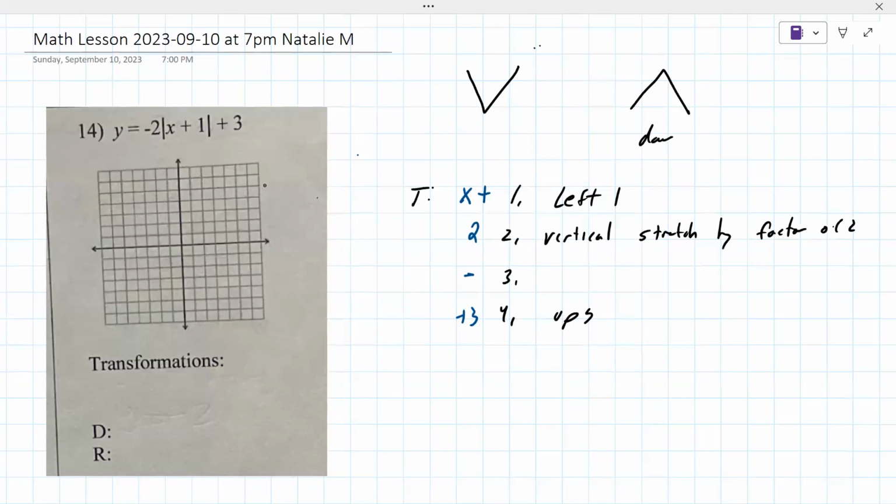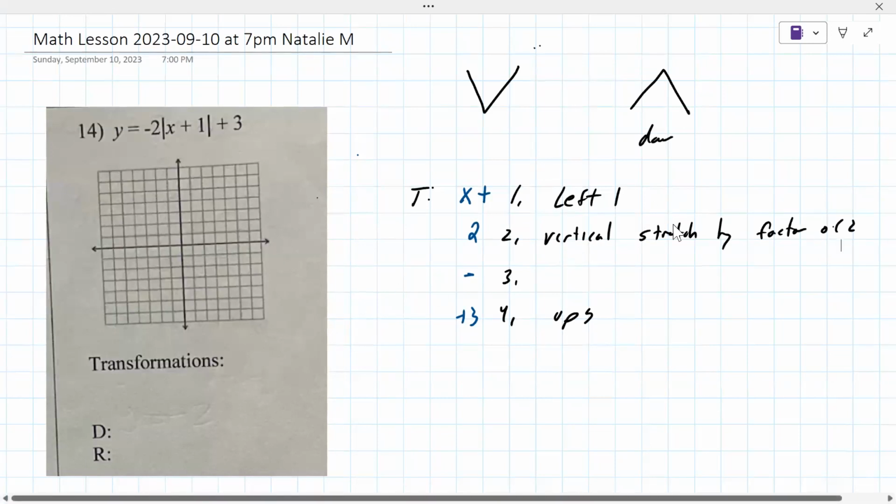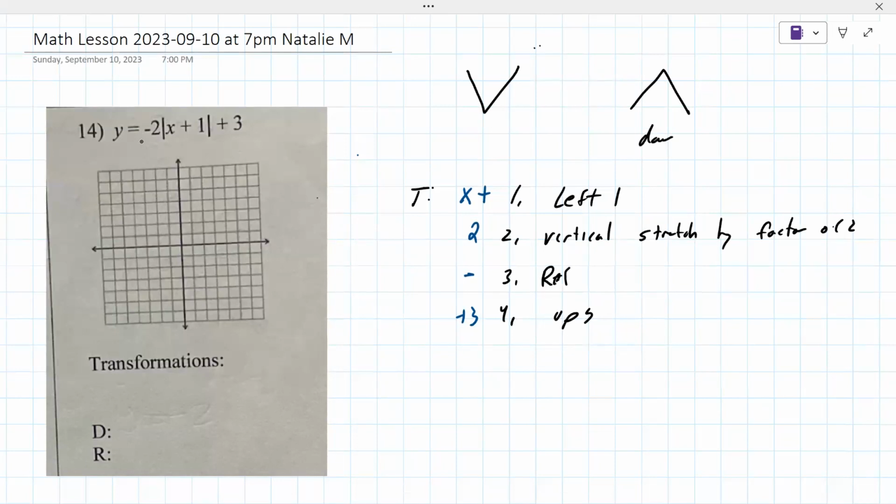Now your teacher might be okay with just stretch two, vertical two, only you know what they want. I don't know what to tell you. You have to go with whatever they want. The negative out in front is a reflection over the x-axis. Now it could be that that is enough to just say reflection. I think you have to specify the axis and so on.